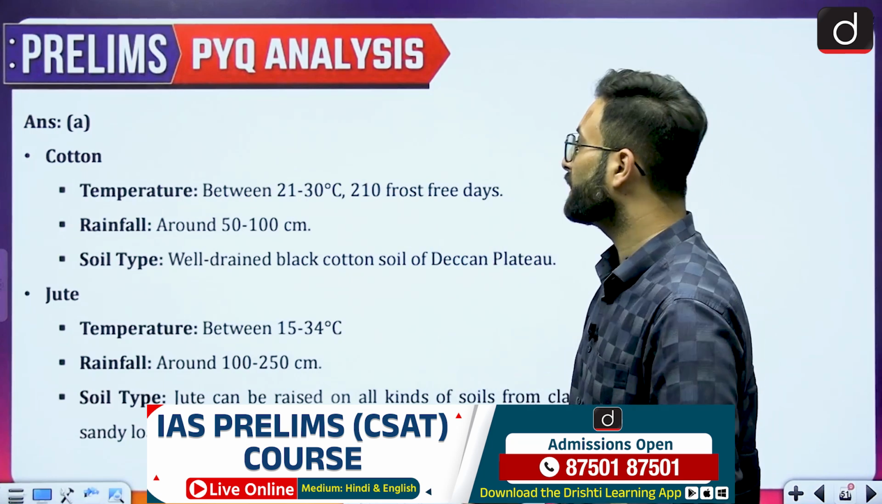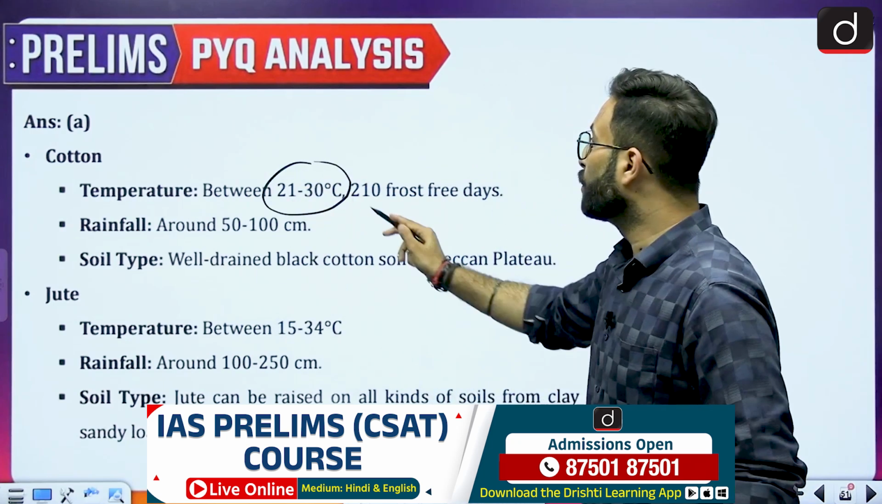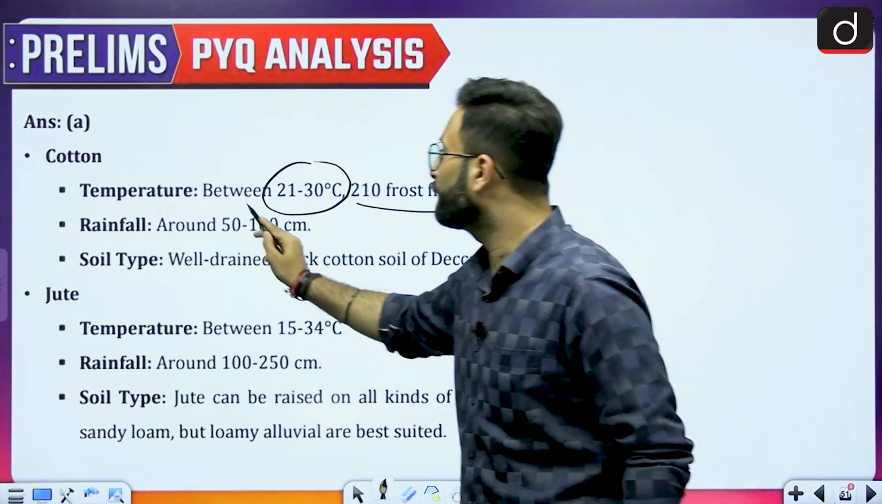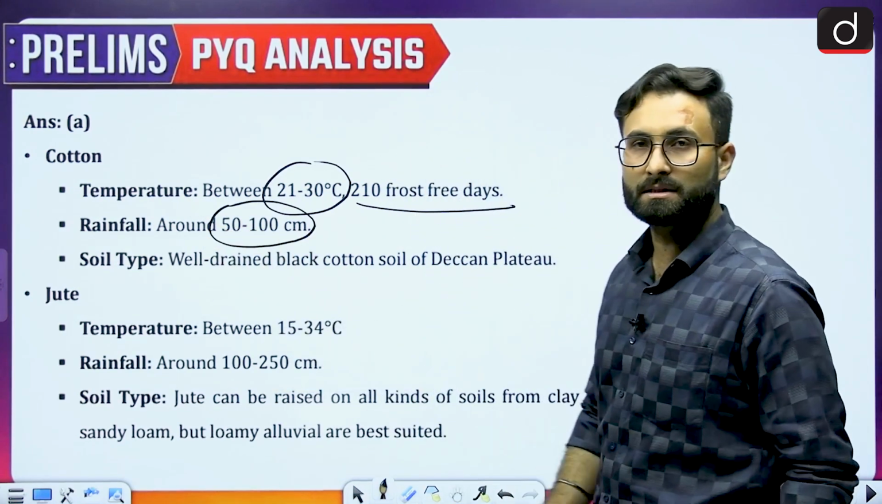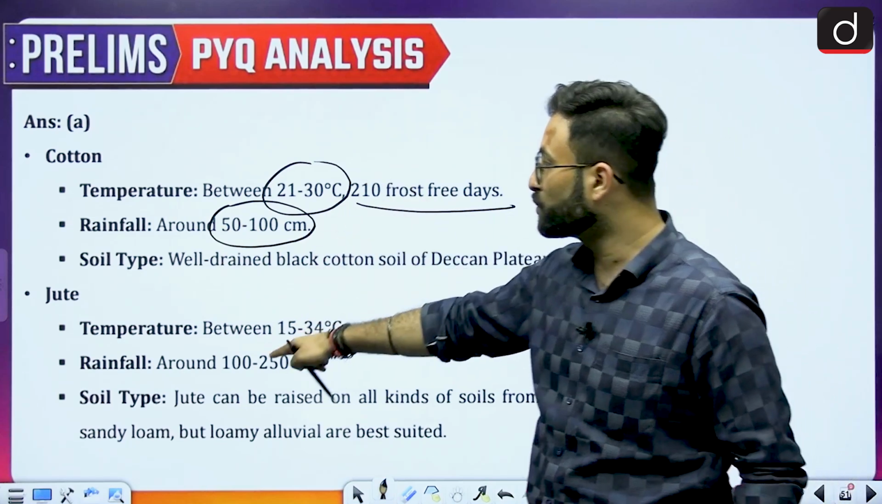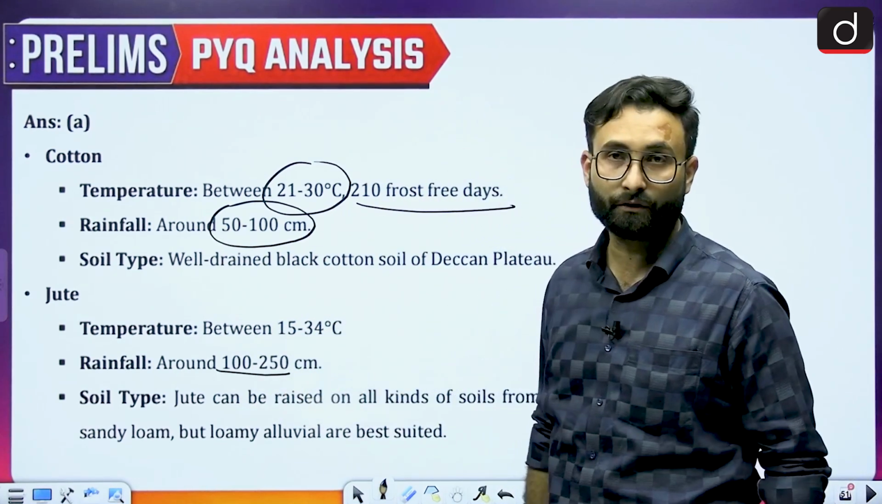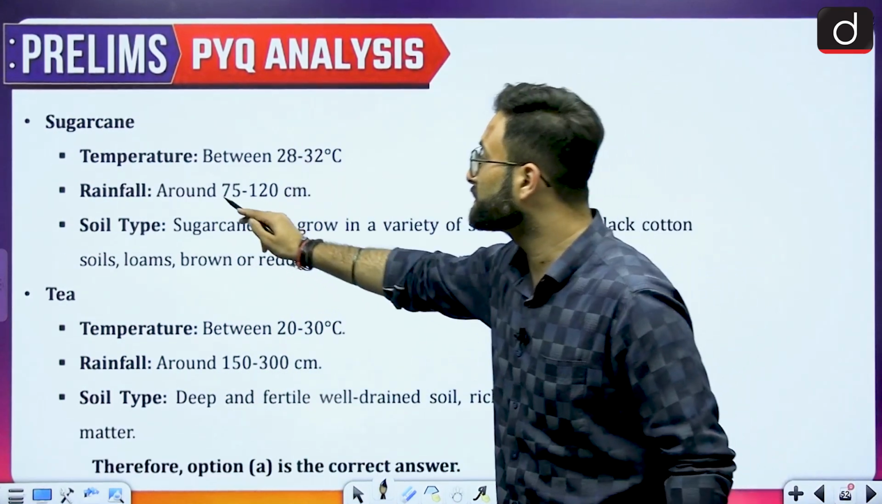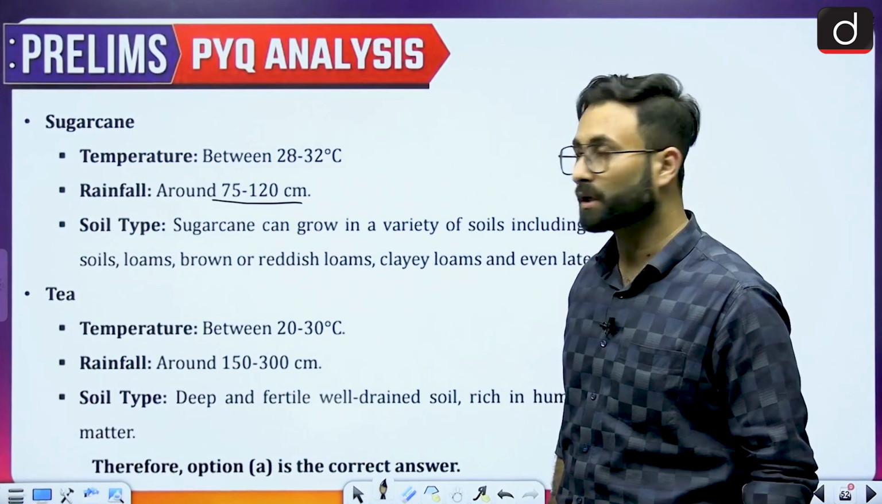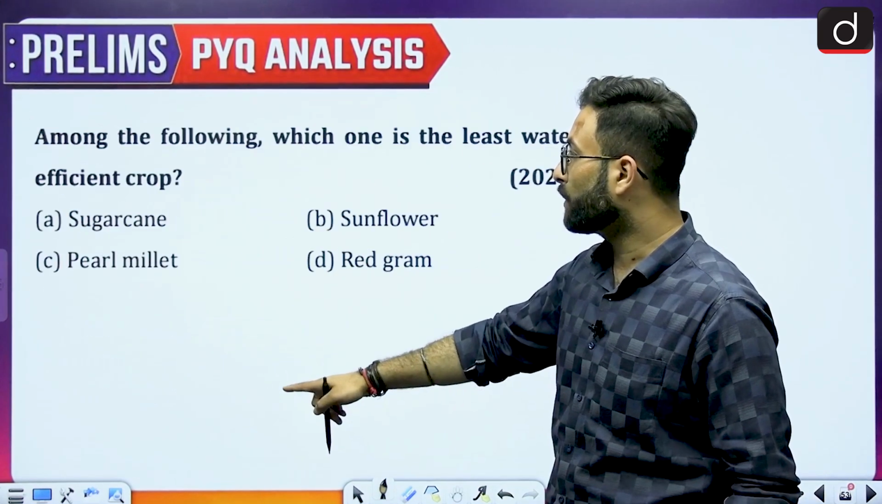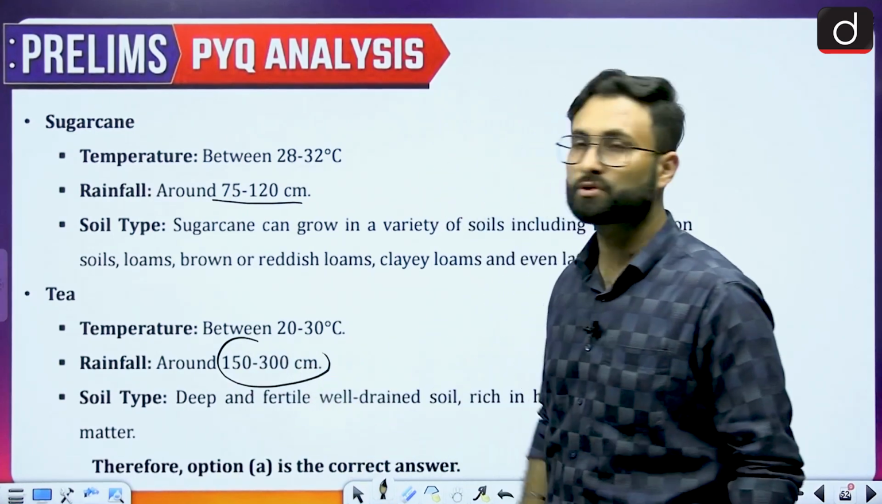Temperature range is between 21 to 30 degrees Celsius, 210 frost free days, and then 50 to 100 centimeters is the rainfall requirement. Other than that, if you talk about jute, here you will be seeing 100 to 250, that is the water requirement. If you talk about sugarcane, that is 75 to 120, that is your water requirement. And here you can see when we talk about tea, 150 to 300, that is your water requirement.